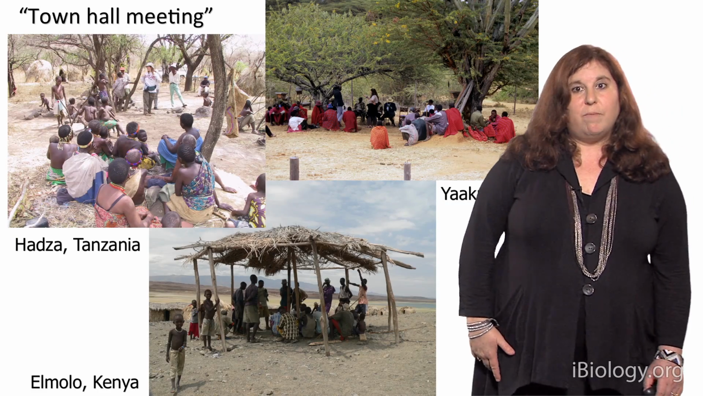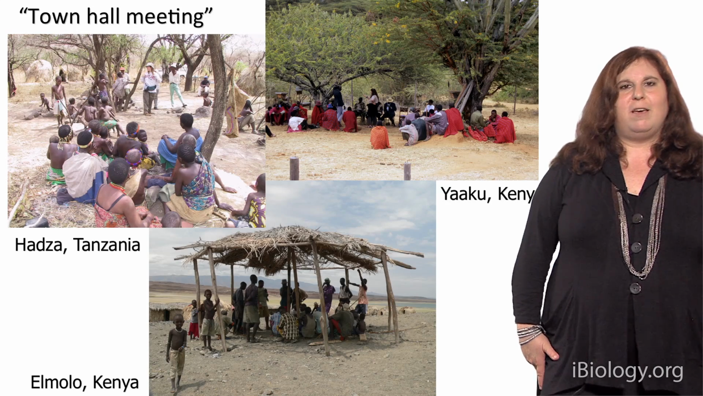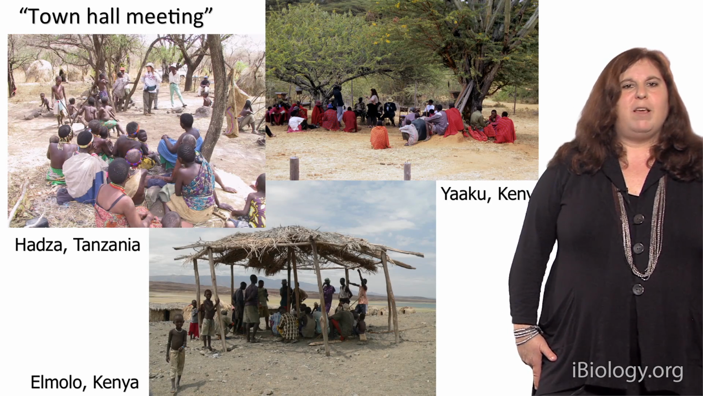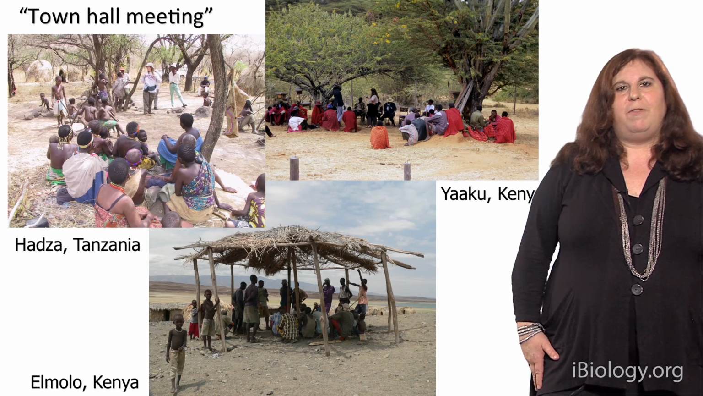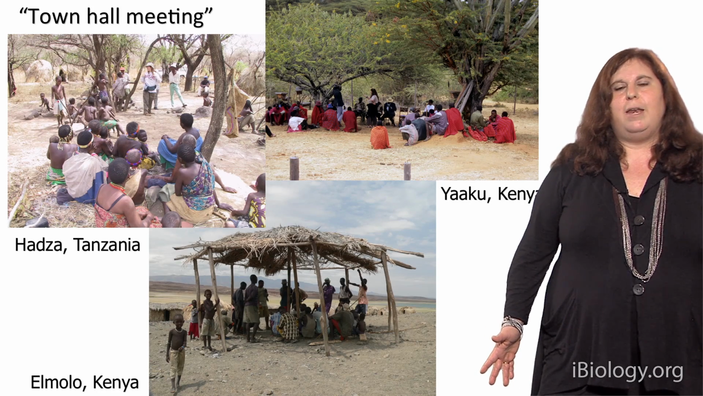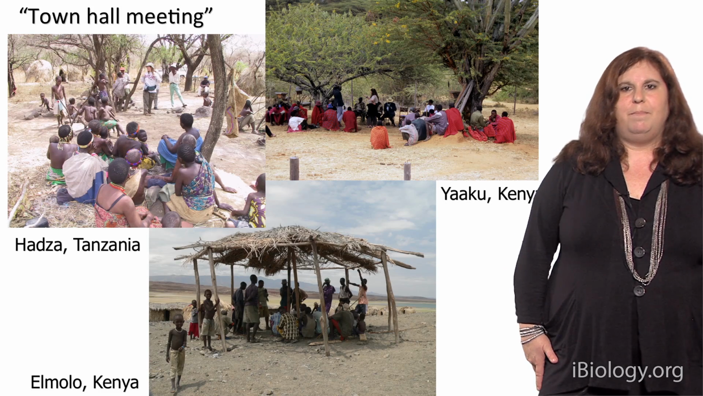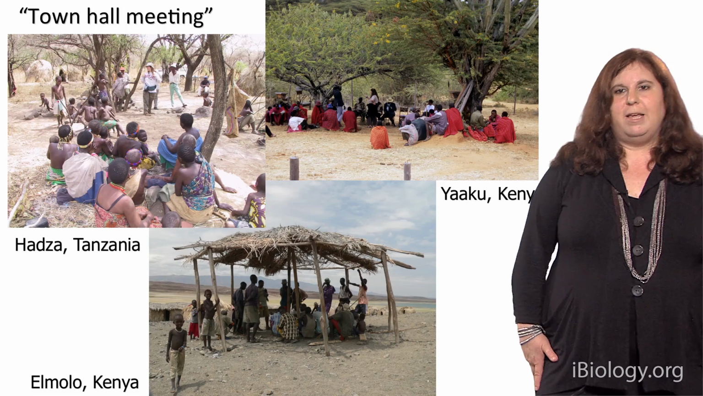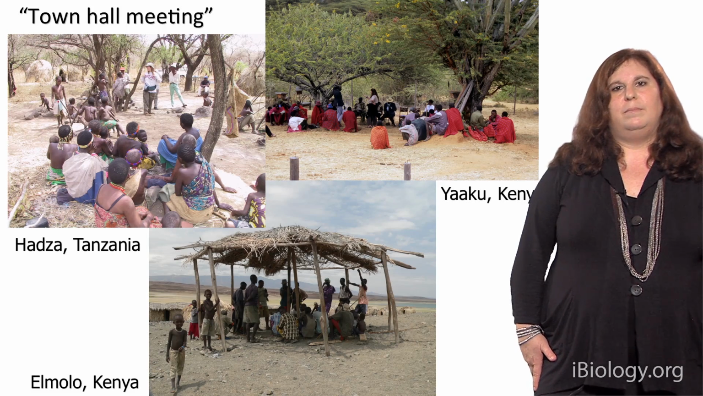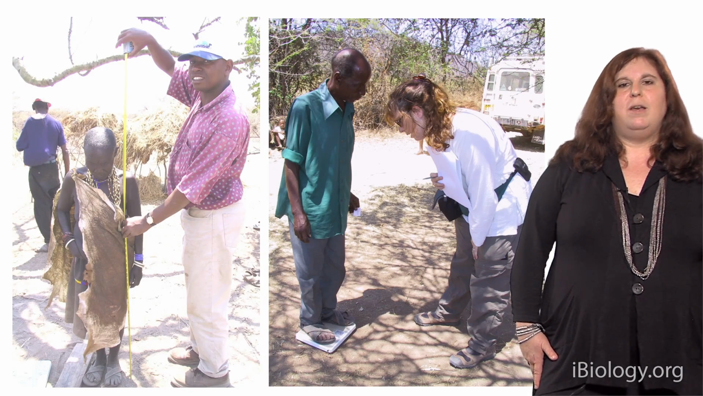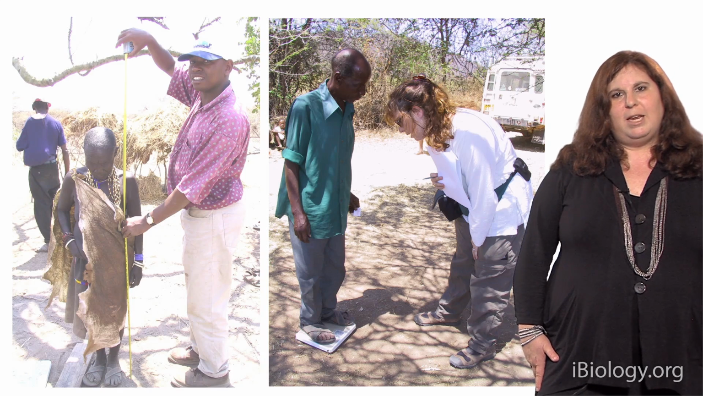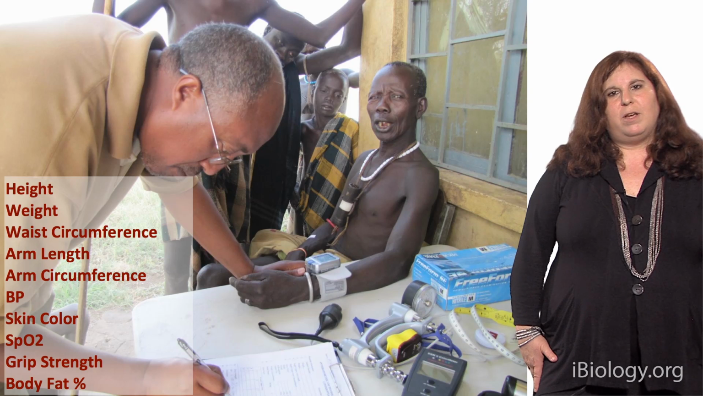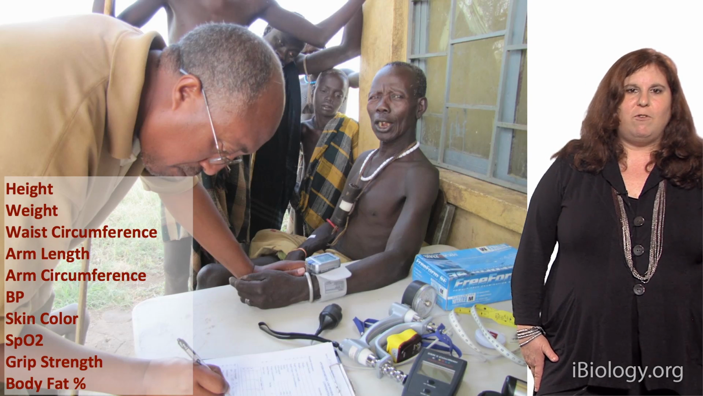In each of these regions, we typically start by doing what you could think of as town hall meetings, in which we explain the research to the community, and we explain both the risks and the benefits and make sure that they understand why we're doing this research and how it might benefit or not benefit the community. Ultimately, though, we have to obtain individual informed consent to do this research. We also measured a number of phenotypes like height and weight. More recently, we've been looking at more detailed anthropometric, cardiovascular, and metabolic traits.